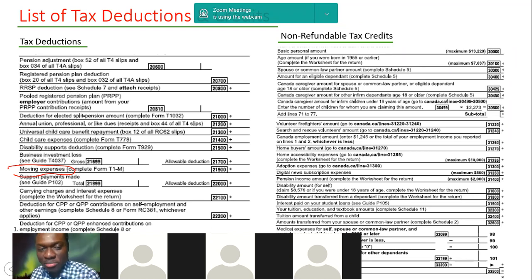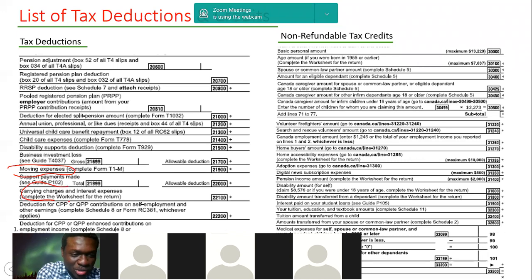is more than 40 kilometers, I can claim all the expense associated with moving: transportation, meals during the course of the travel. If I need to stay in hotels for 3 days or a week while traveling, I can claim that.